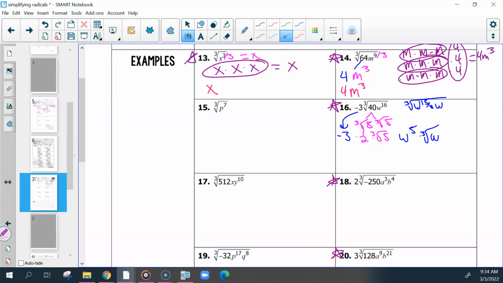If you're expanding it, you would have 16 w's. I'm not going to do that method because I don't have space. And you would need to find how many groups of 3 you could do. And it would end up being 5. 3 goes into 16 how many times? 5. With 1 left over, and that would stay inside the cube root.